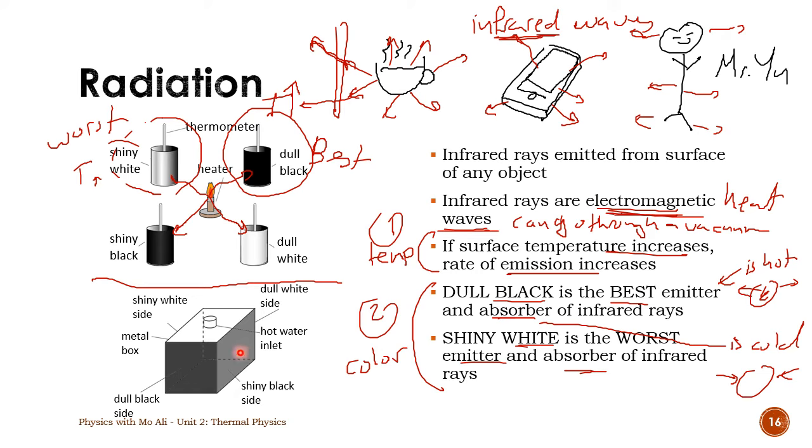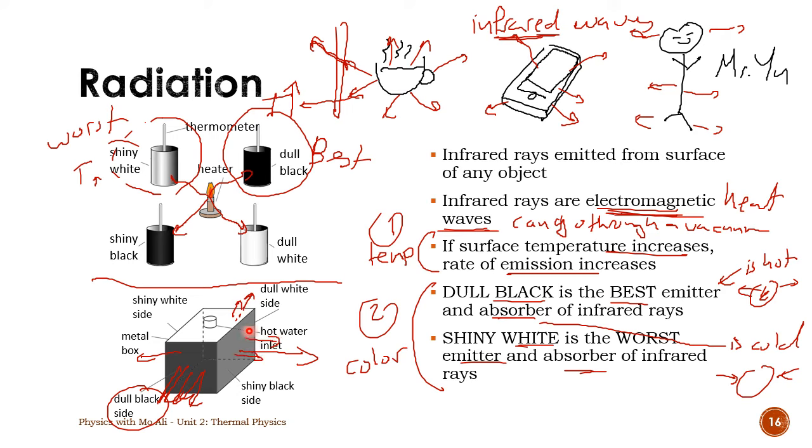So for example, this side is going to emit heat, this side is going to emit heat, this side is going to emit heat, the back side is going to emit heat. But the one that emits heat the most will be the dull black side, the matte black side, because black is a really good emitter. It allows heat to flow in and out freely. Whereas the worst emitter is going to be the shiny white. It's going to emit the least amount of heat.